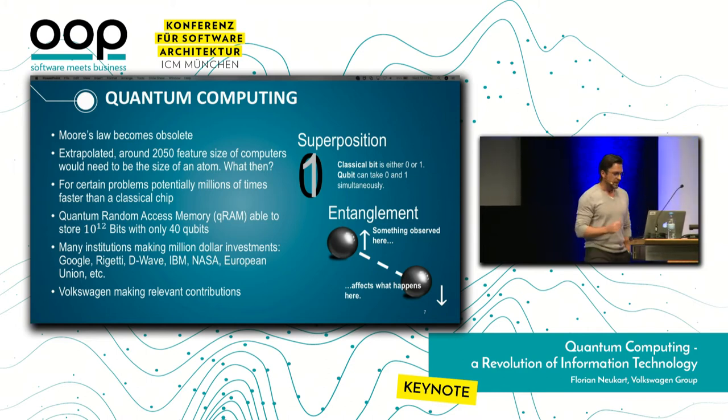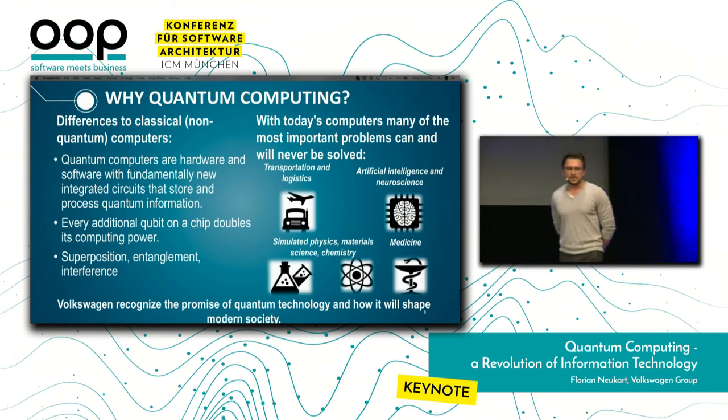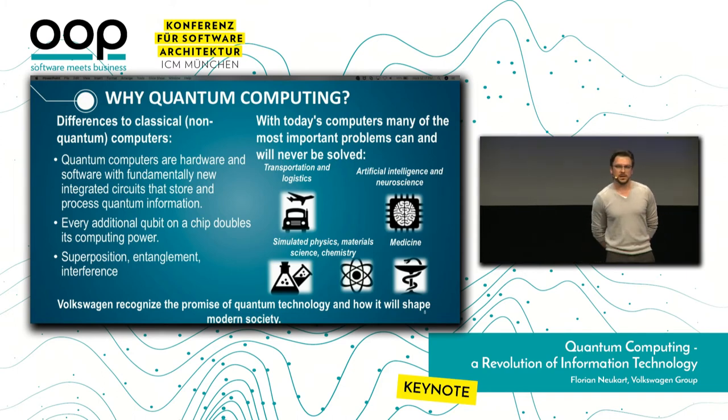So these are the three effects. There are more, but these are the three effects that we consider to be relevant for quantum computing. The next question that we need to ask ourselves is, all this is very interesting, but does it help us as a company? What can we do with it?